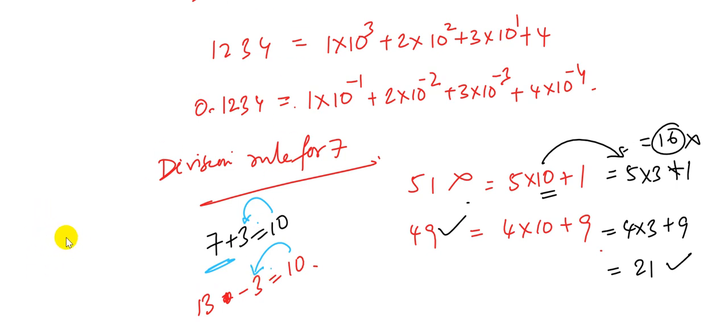Take a number 65. This is 6 into 10 plus 5. Change the base from 10 to minus 3. So, 6 into minus 3 plus 5, which is minus 18 plus 5, that is minus 13, divisible by 13. Okay. These are not written in any textbooks. Neither will you get it on Google.